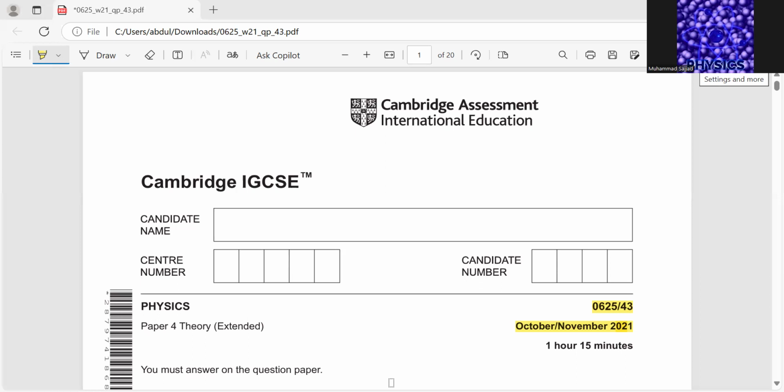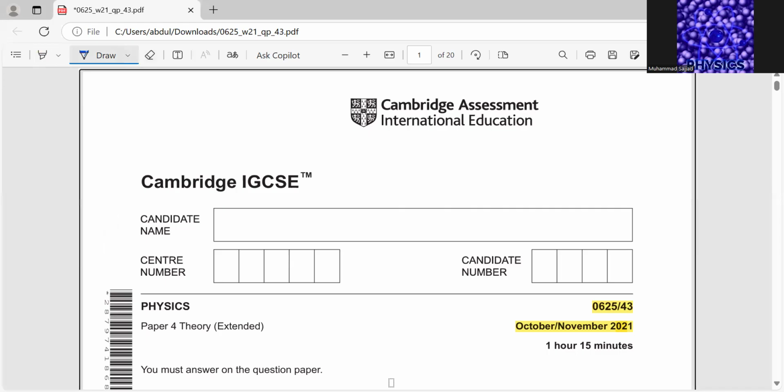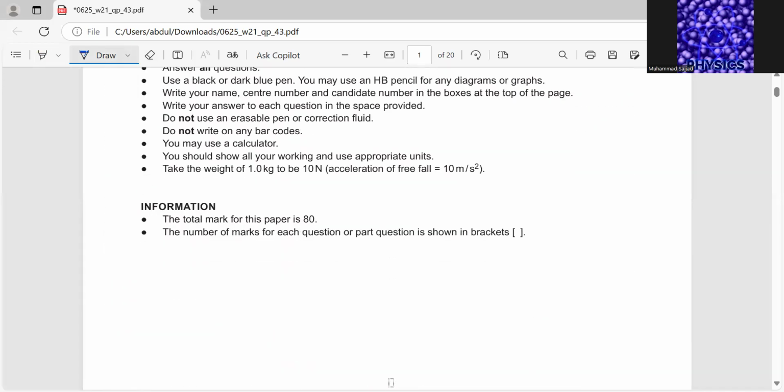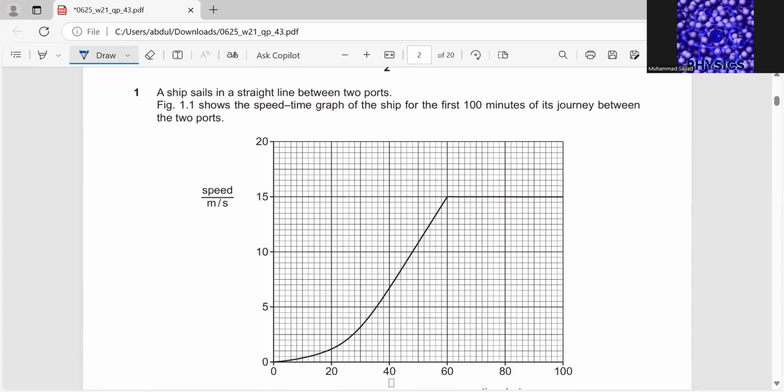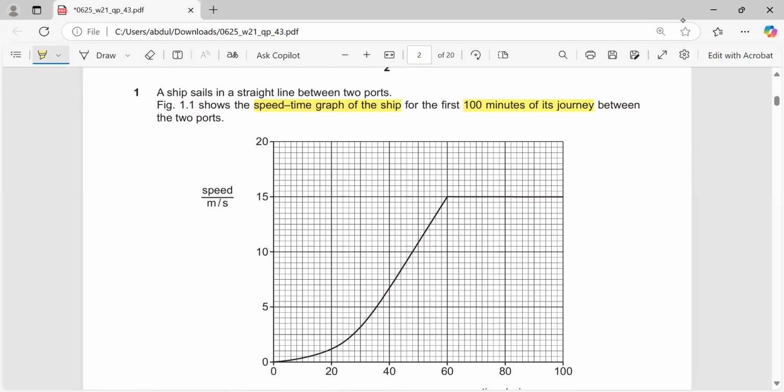And let's start the paper. There are some tricky things that we'll be discussing, and let's continue. A ship sails in a straight line between two ports. The figure shows the speed-time graph of the ship for the first 100 minutes of its journey between the two ports.